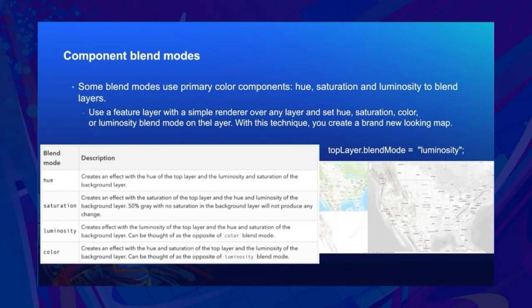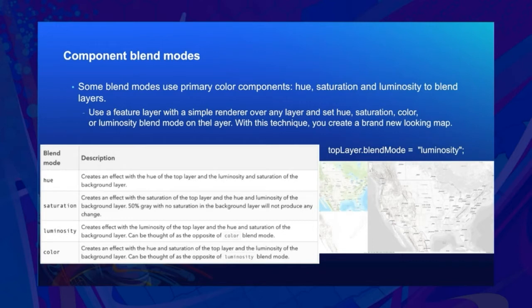Saturation creates an effect with the saturation of the top layer, while keeping the hue and luminosity from the background layer. Now, luminosity blend mode will create an effect with the luminosity of the top layer and the hue and saturation of the background layer. Color can be thought of as the opposite of luminosity because it uses the hue and saturation of the top layer and the luminosity of the background layer.